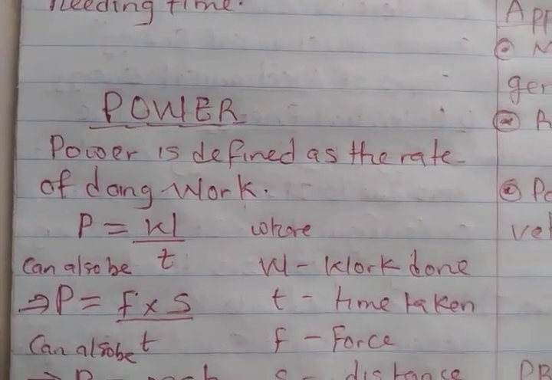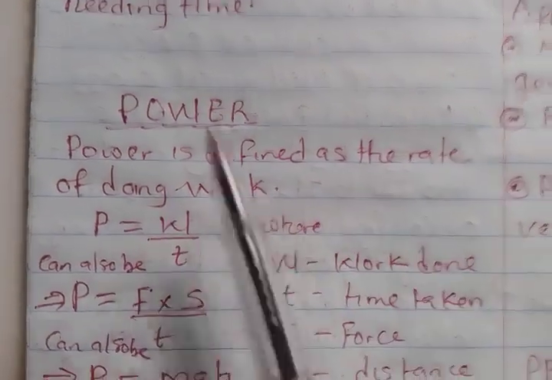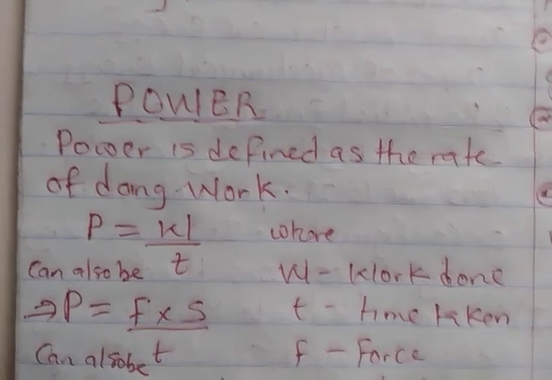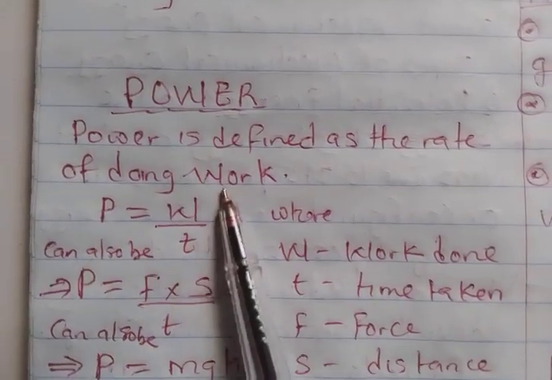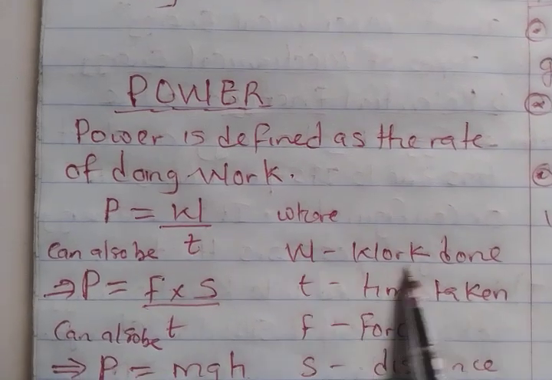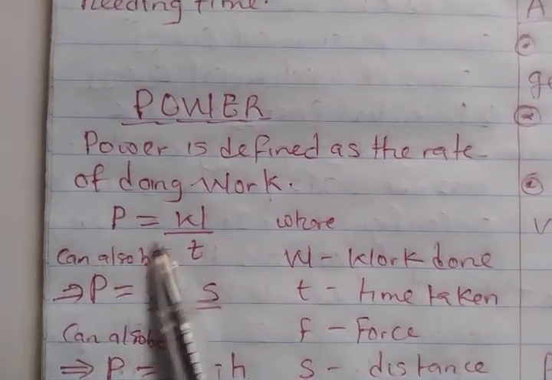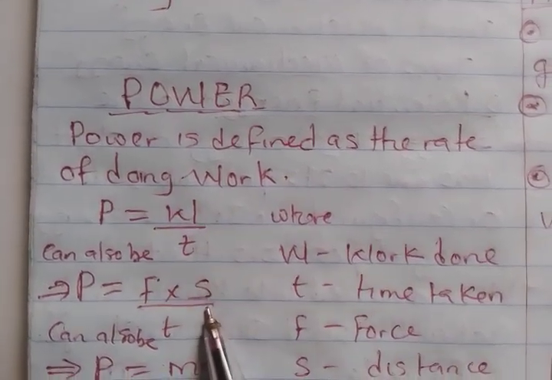We said work, energy, and power. So we're talking about power. Power is defined as the rate of doing work. Since it's a rate, it has to involve time. So power is equal to the work done over time, P = W/t, where W is the work done and t is the time. We can also write power as force times distance over time. Note, work is equal to force times distance.